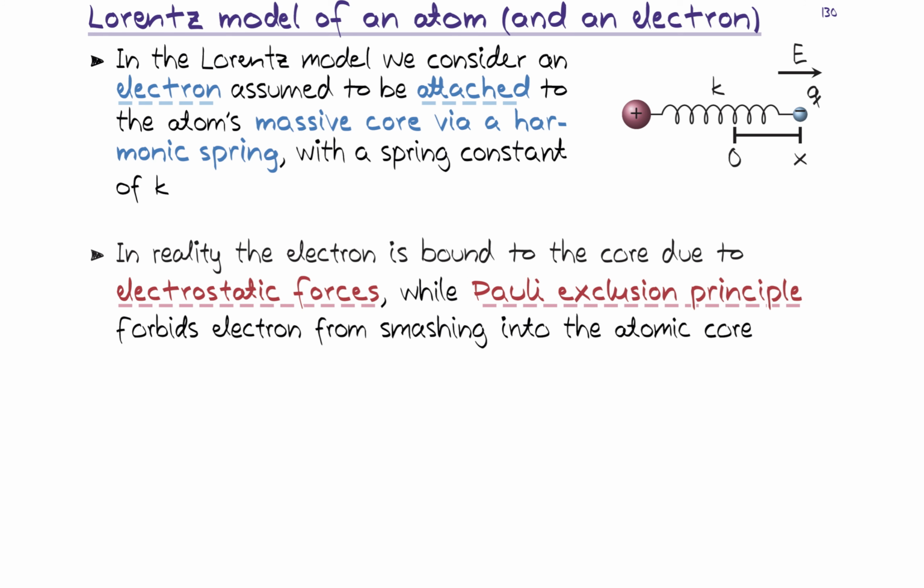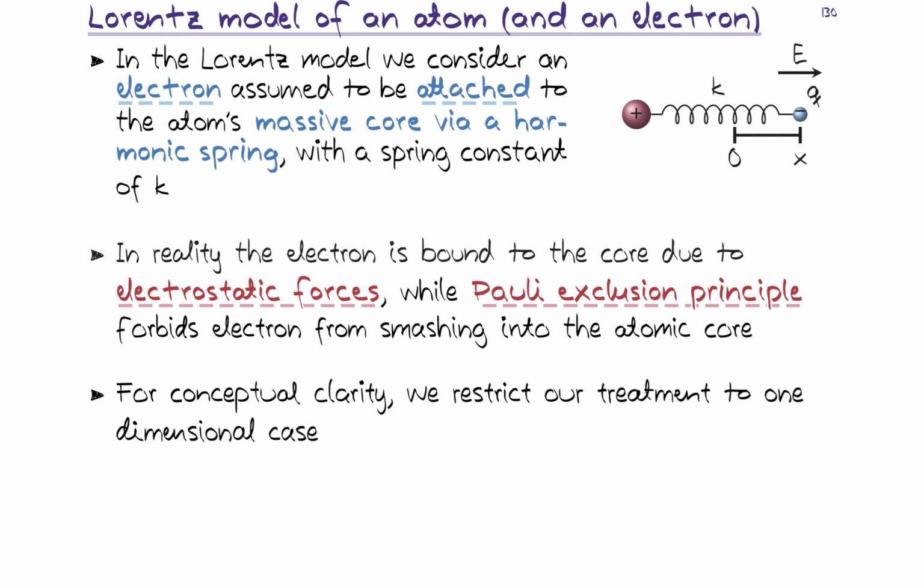So this is what happens, and this is how things work out in reality. We don't really have a spring, but the spring concept works quite well, so let's use it. For conceptual clarity and for peace of mind in terms of the mathematics, we restrict our treatment to a one-dimensional case. So essentially we just think that we are displacing the electron in a single direction, and here we denote that it's the x direction.